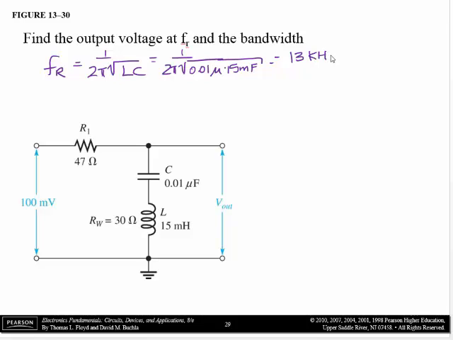That's the resonant frequency. From there I can find out that XL is 2 pi FL, so it's 2 pi times 13 kilohertz times 15 millihenries. I watch my metric units and I will get 1.22 k ohms. So let's see, find the output voltage at the resonant frequency.